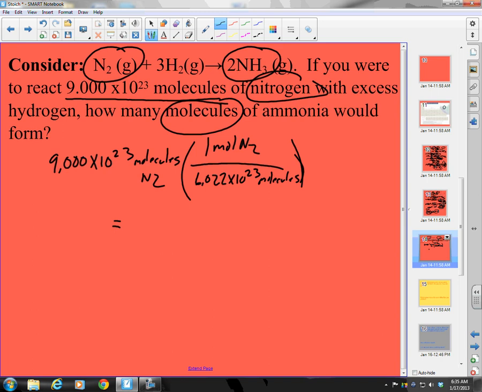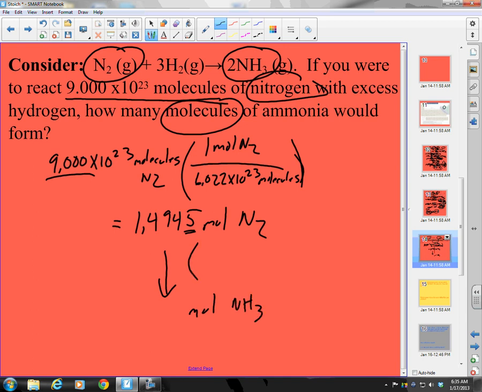9.00 times 10 to the 23rd. Oops. Yes, 9.00 times 10 to the 23rd. Thought I made a mistake there. Divided by 6.022 times 10 to the 23rd. And what do I get? 1.4. How many sig figs for? 1.4945 moles of N2.